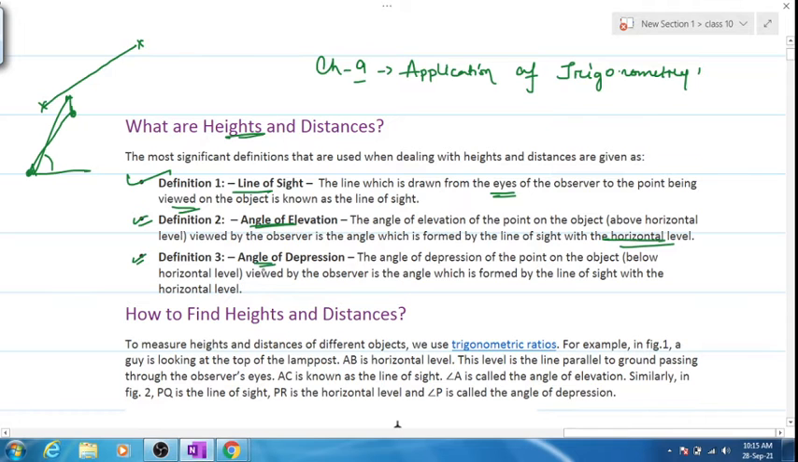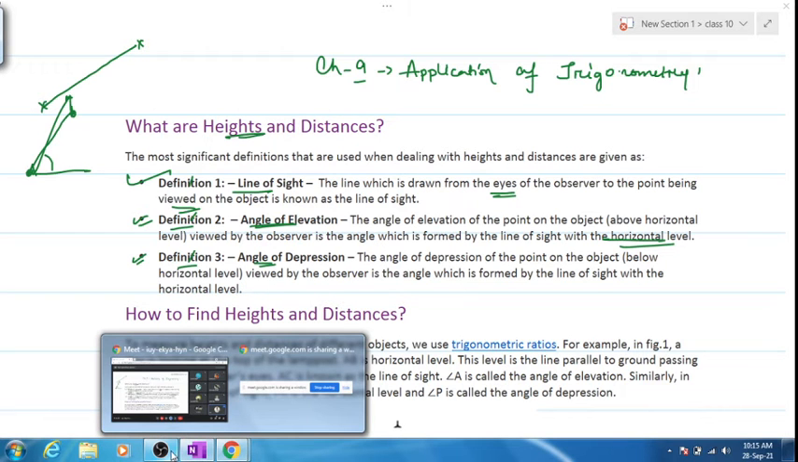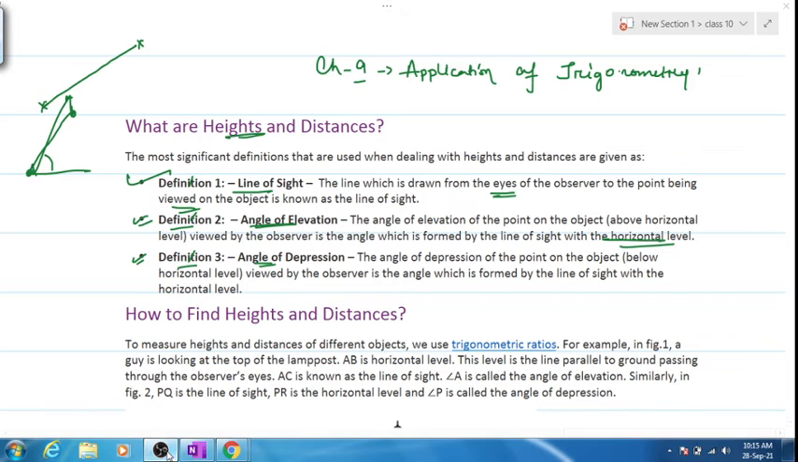I would expect people to copy these three definitions. Don't write definition 1, 2 and 3, just write line of sight, angle of elevation and angle of depression. Please copy down these things. I am pausing the video for you all. Hurry up, you have exactly 4 minutes to copy all of it. Ask me if you have any doubts in this.